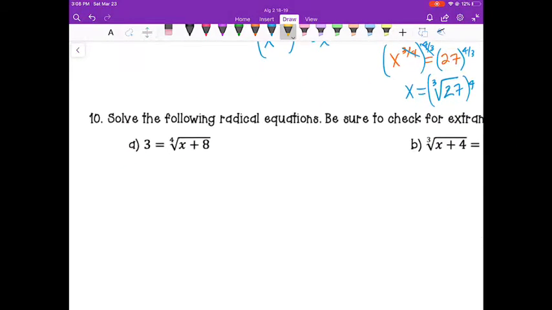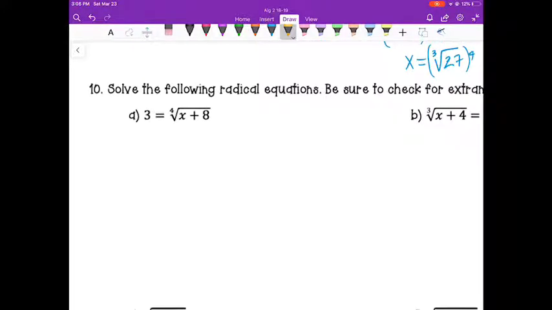Problem 10, A, B, C, and D, we have radical equations now. Still the same process, really. It just involves taking both sides to a power to get rid of the radical instead of the fractional exponent. So I have the 4th root on the right-hand side. Well, I better take both sides to the 4th power, so it'll undo each other. So I have 81 equals x plus 8. Subtracting 8, I get 73.